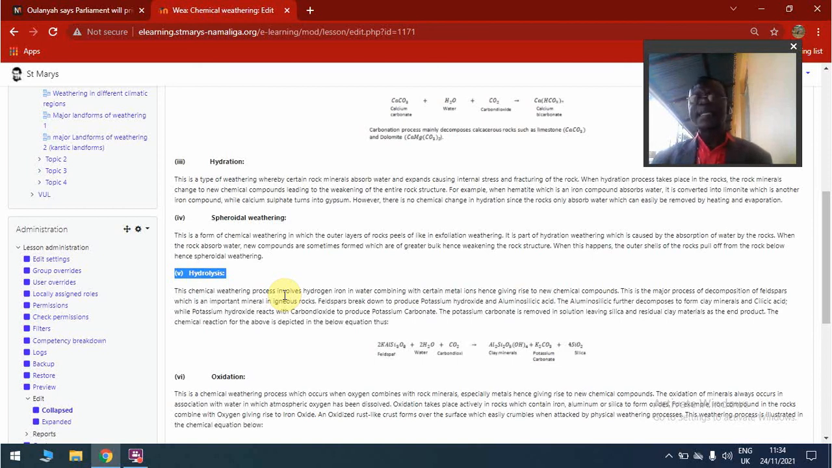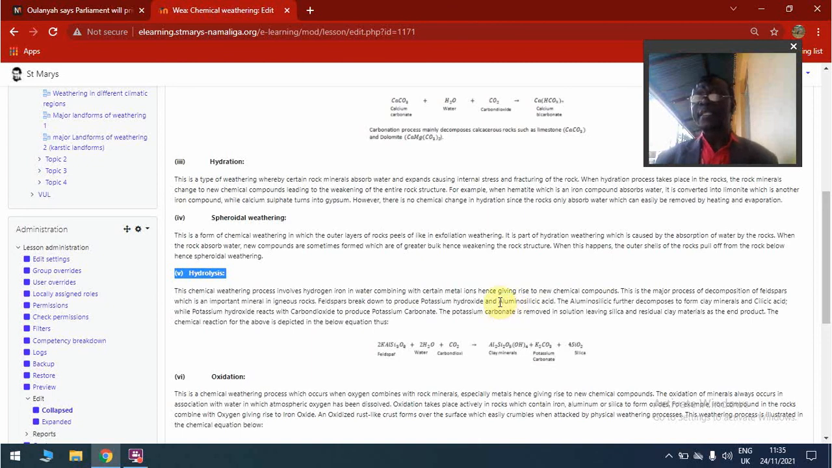Now, the best example of hydrolysis can occur in rocks which are made up of feldspar. Feldspar is a type of mineral which is very common in igneous rocks. And feldspars are made up of potassium aluminium silicate oxide. This is the mineral composition, or the compound, that makes up the feldspar. Now, when the feldspar is attacked by hydrogen ion in water, then it will be converted into potassium hydroxide and aluminosilicic acid.